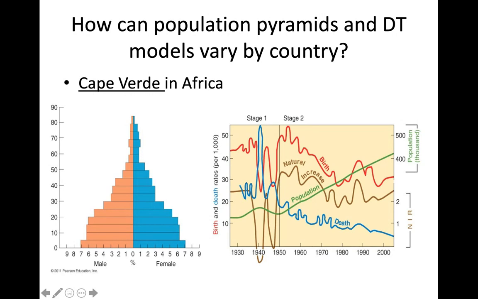On the demographic transition model, you can see that Cape Verde is still in stage 2 of the demographic transition model, meaning they are having rapid population growth. They have a very large crude birth rate. We can see that in our population pyramid. They're having lots of babies. The largest age group in the population pyramid is the 0 to 5. The crude death rate is decreasing, so people are starting to live to an older age, and your population growth is going to be dramatic.